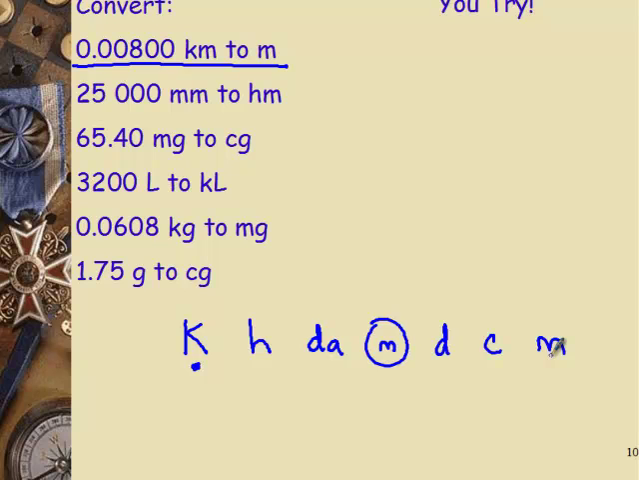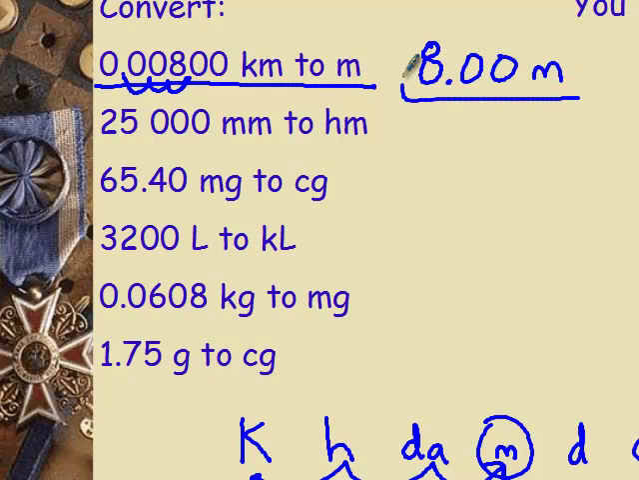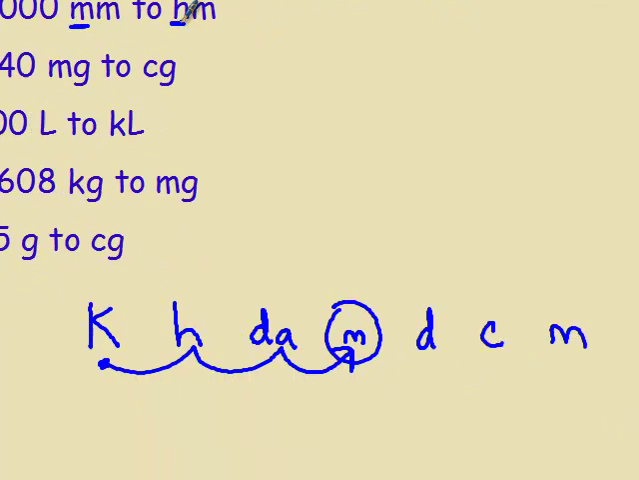All right, so anyway, we're going from kilometer to meter. We go 1, 2, 3 places to the right. Here's our decimal point. So 1, 2, 3 places to the right. So we get, as a final answer, 8.00 meters.